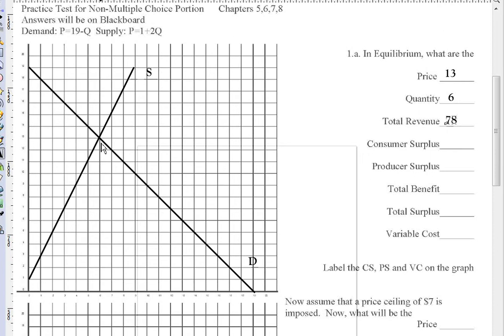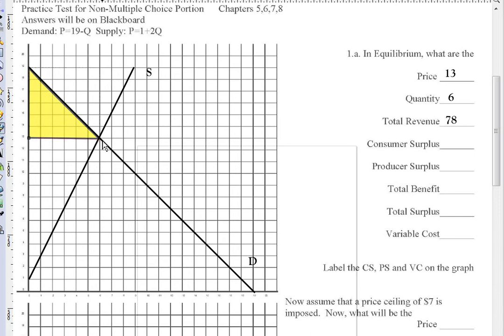So I'm getting $78, price times quantity. Consumer surplus is the area below the demand curve and above the price people are paying. So let me draw that little triangle there in this case. Let's see. All right, and so let me color that in with, I'll make that yellow, say. There we go. And make that a little transparent so we can kind of see behind it.